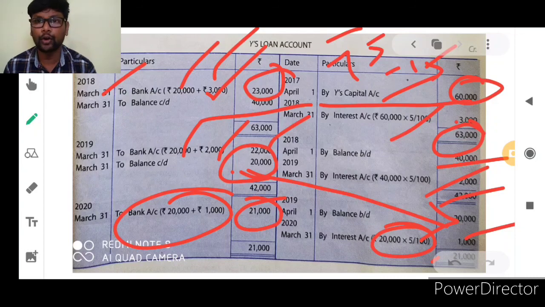So now I hope you understood all these 3 illustrations. Based on this, some illustrations are also there. Many numerical problems are also given in TS Grewal and your NCERT book. Don't forget to practice. Thank you.